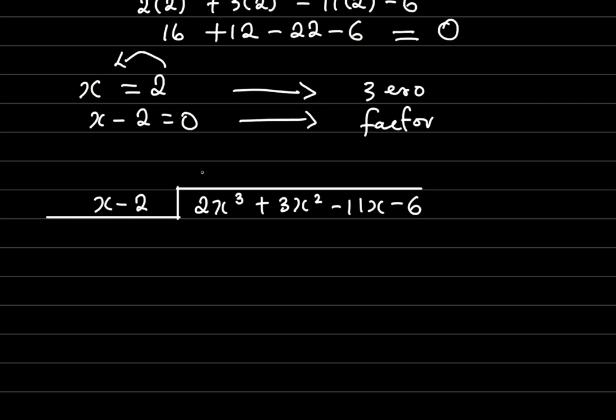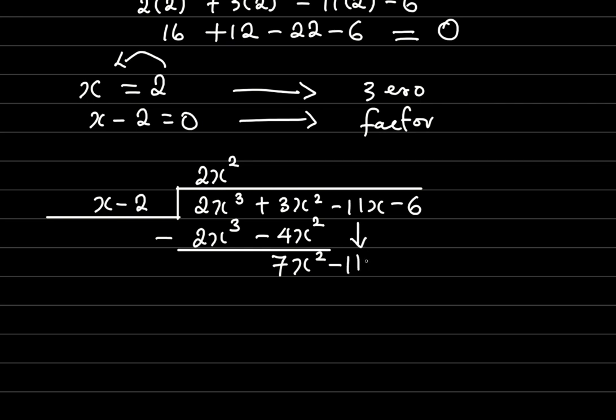And that thing will be 2x squared. You see, 2x squared times x gives you 2x cubed. So you have 2x cubed here. Then 2x squared times minus 2 gives you minus 4x squared. Now, this process is done so that we can keep eliminating until we see whether there is a remainder or not. So you can see that 2x cubed minus 2x cubed goes. It has been eliminated. Now what we have here is 7x squared. Then I will bring down this minus 11x.